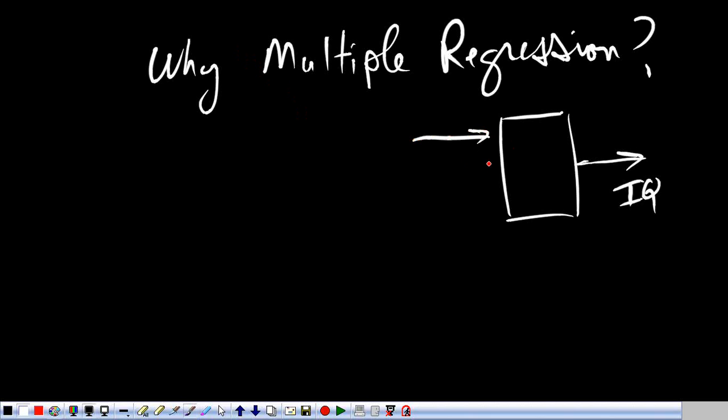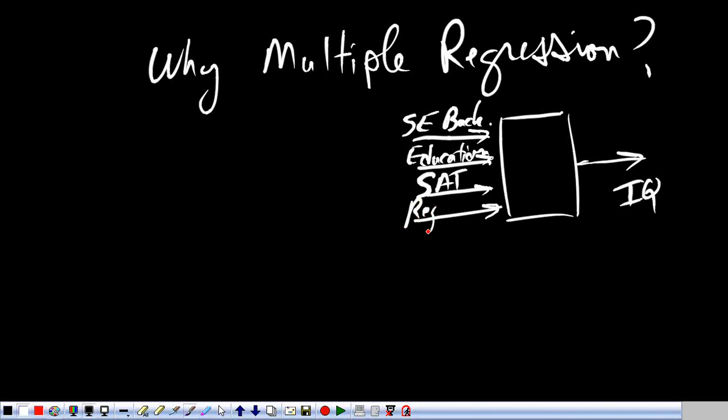Well, there's lots of things that affect IQ. We know that socioeconomic background changes how well you do on an IQ test, and we also know education level, and so forth. And there's lots of other things in there. There's other things that would be highly correlated with it, like SAT score, if you took the SAT, or maybe a score on the Regents math exam. Regents math exam is a New York State math exam.